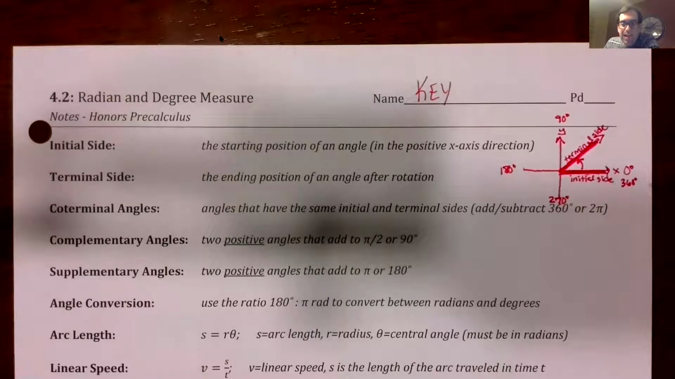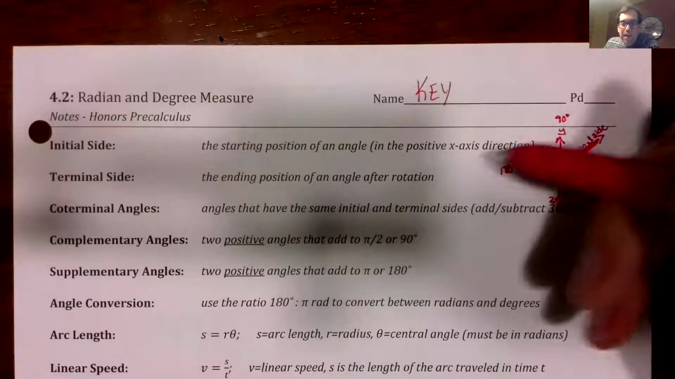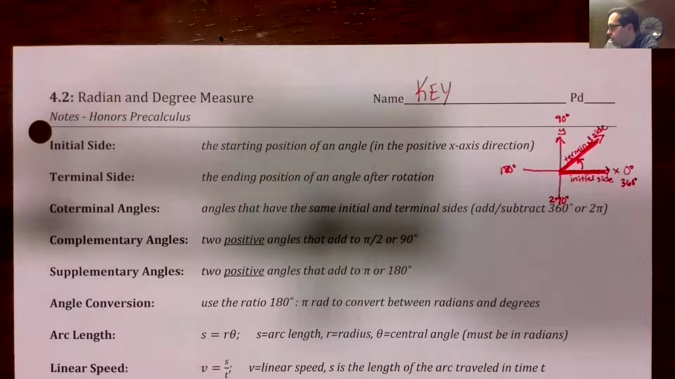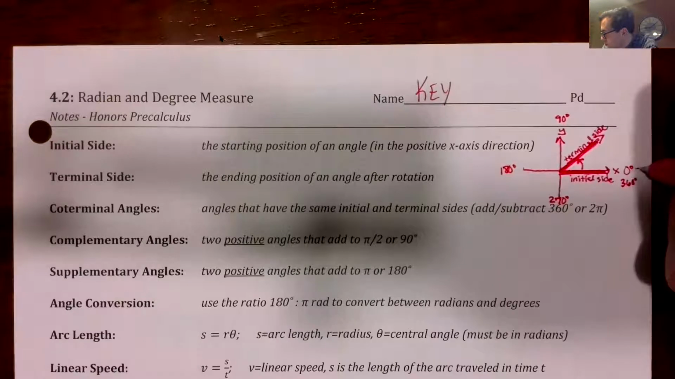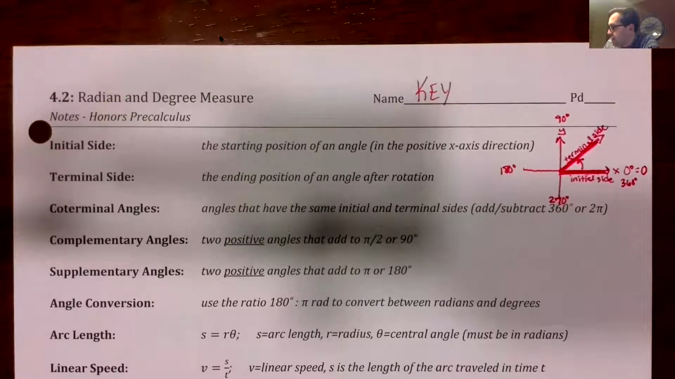So I'm going to write a second angle measure at each of these spots. I'd like you to write that as well. So 0 degrees is also known as just 0 radians. And the way that radians work is 1 full circle is 2 pi radians.